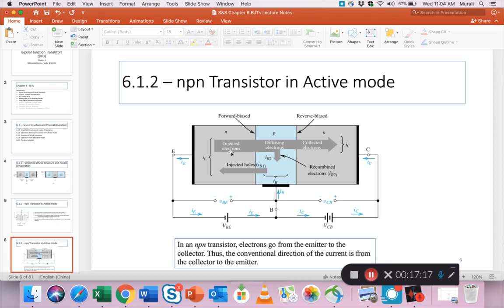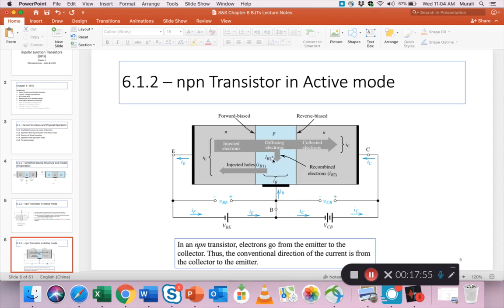Now you'll notice that not all the electrons from the N region go through the P region. Part of them stays within the P, and the remaining electrons go into the N region, which is the collector region. This large arrow is IE, the emitter current, and this somewhat smaller arrow is the collector current, IC. Then a much smaller portion is IB.